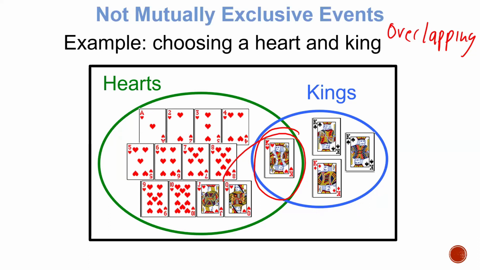Questions between intersection and union, right? Intersection is both occurring. Union is either occurring.